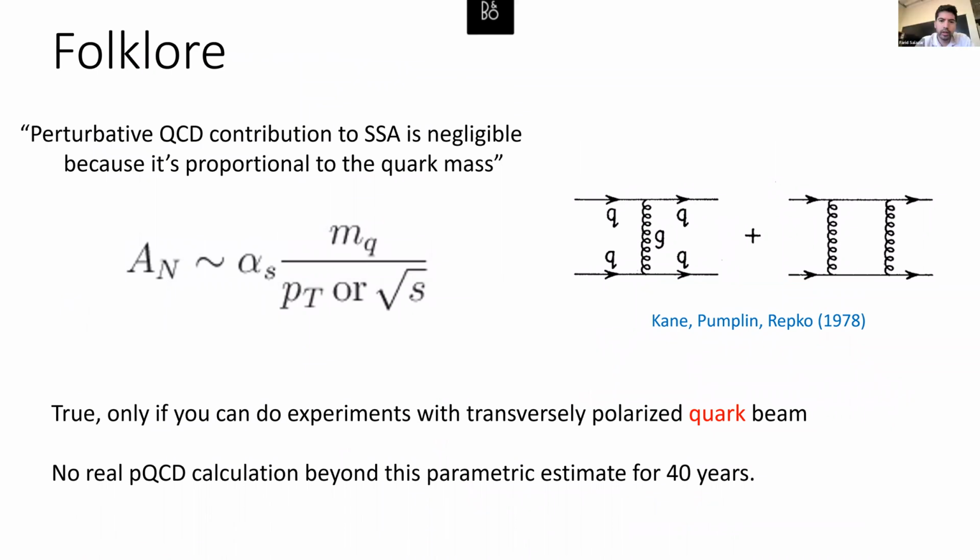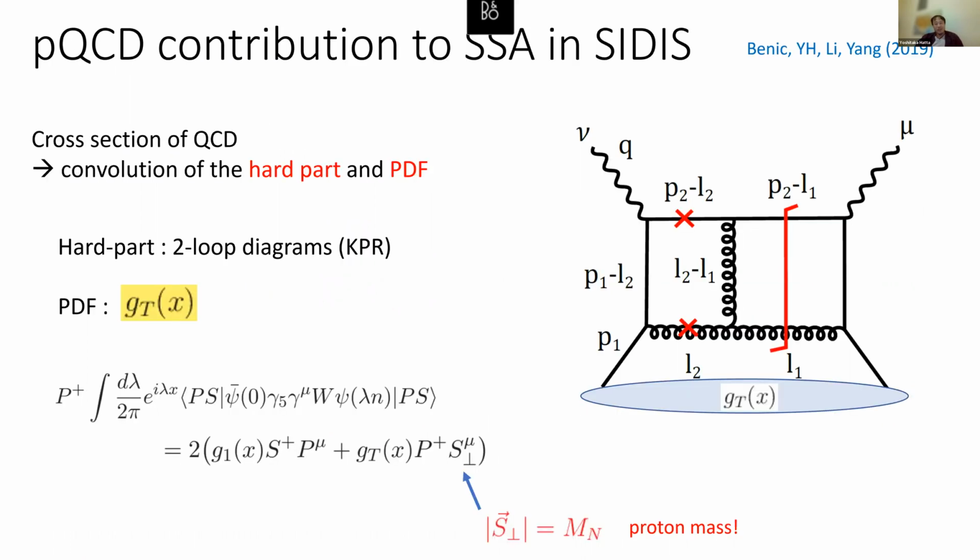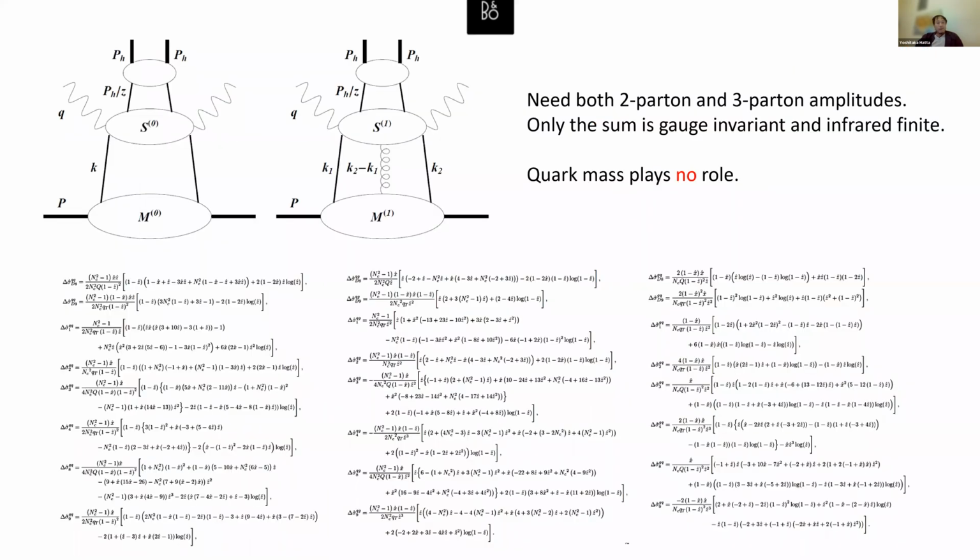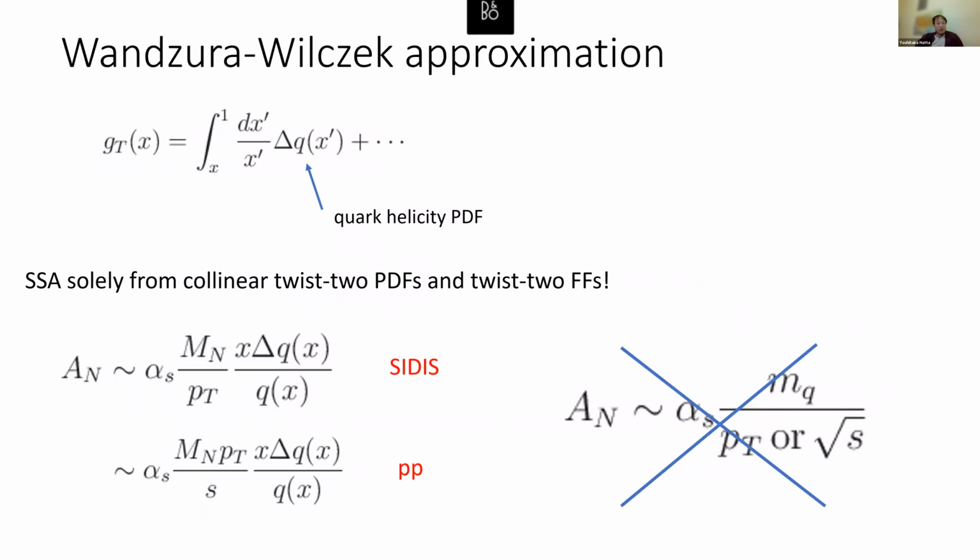So they didn't consider the soft part? This paper, there is no real calculation. It's just a parametric argument, and I mean, nobody thought about this. What is the soft part associated with this? So we did that. All right, so this is a correct parametric estimate of A_N, which was to be used going forward.